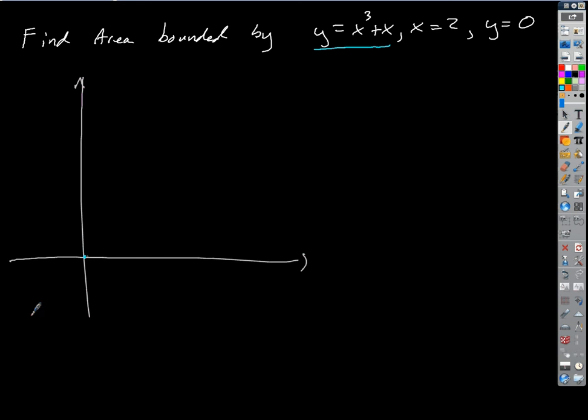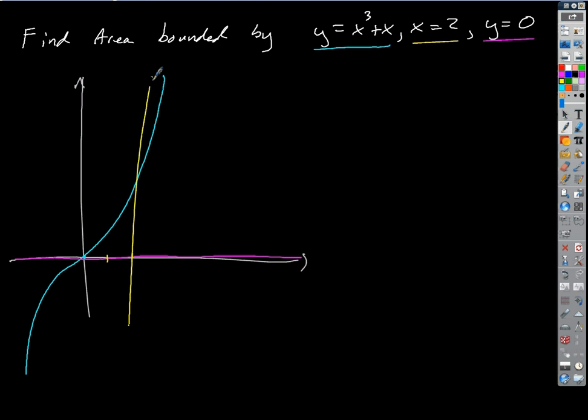So what's it really going to look like? It's going to be slightly stretched out like that a little bit. And then y equals 0 is just the x-axis, right? And then x equals 2 is just over here at 2. It's like that, isn't it? So what's the only area that's bounded by all three of those? Yeah, just that little sliver in there, right?